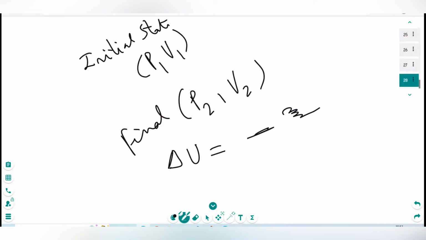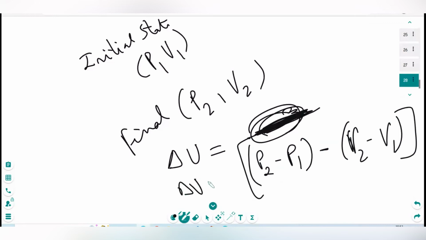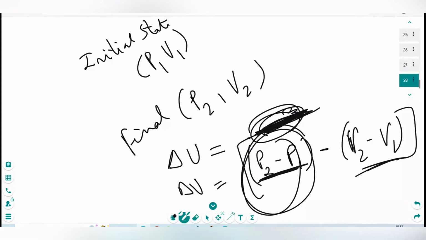Once again, now you want to know this. You want to get this internal energy. What will you do? You will do P2 minus P1 minus V2 minus V1, right? So this is your final state, this is your initial state. So what is happening over here is the difference of the two path dependent quantities. These are path dependent quantities.